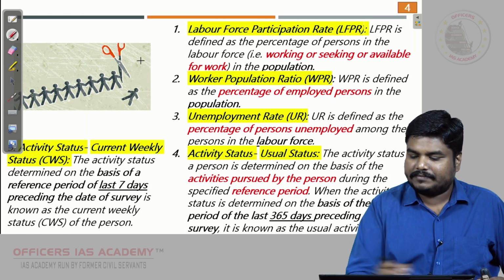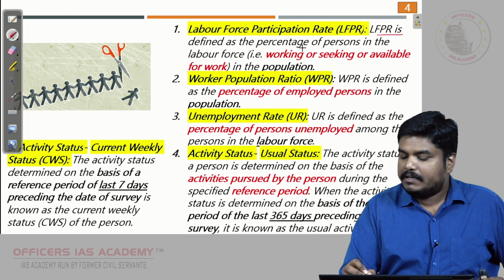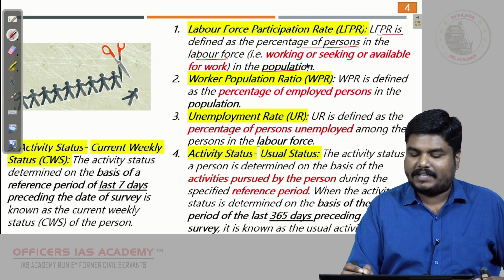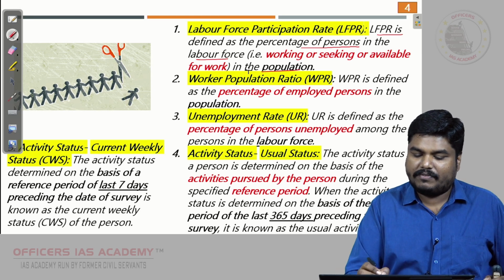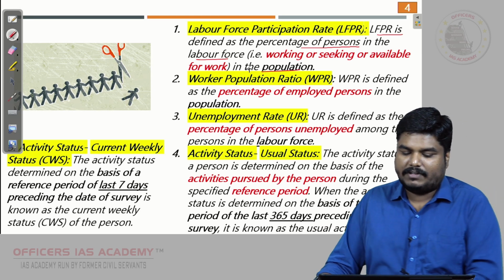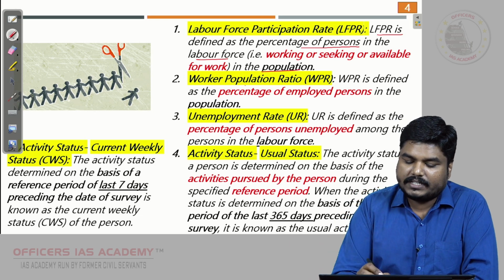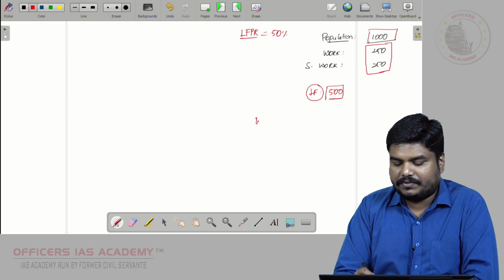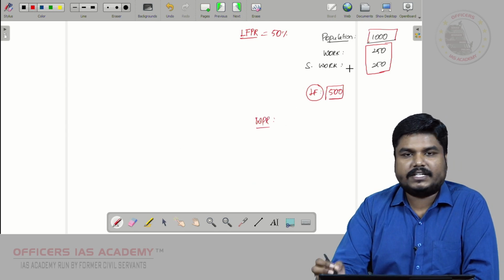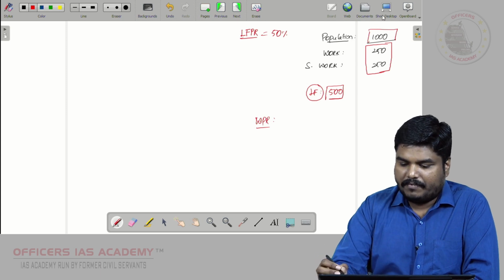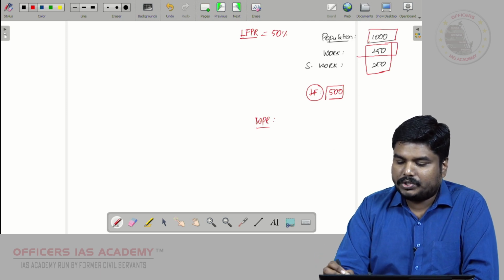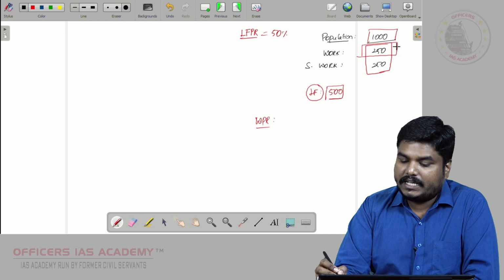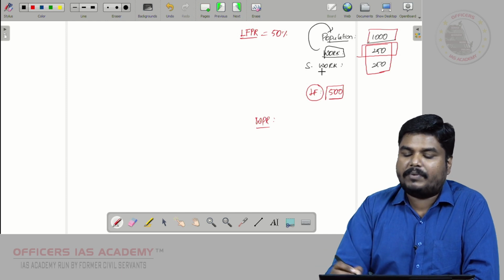So what is LFPR? LFPR is defined as the percentage of persons in the labor force in the population. So in the population, what is the percentage of persons in the labor force? This is labor force participation rate. Now what is worker population ratio? Here we know the number of people who are working is 250. Now what is the percentage of the working population in the total population?